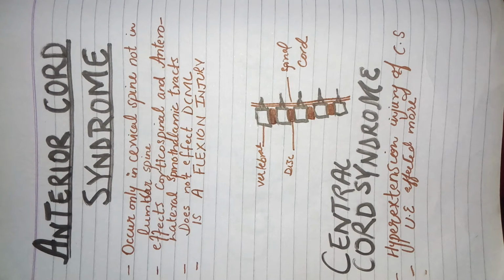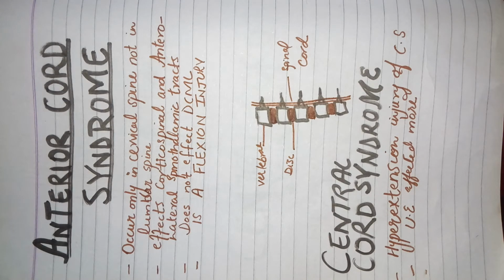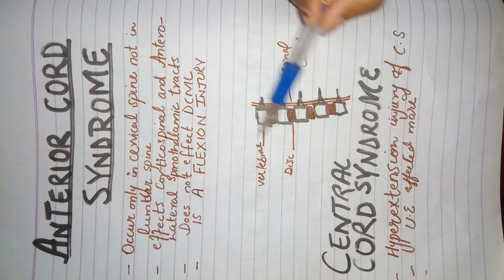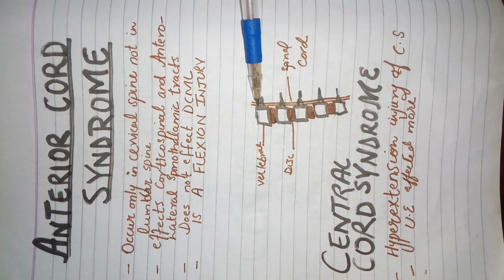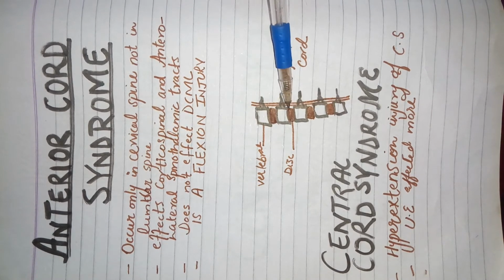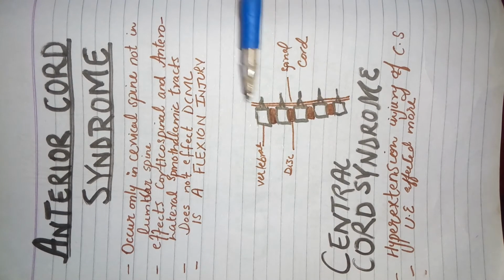Now let's discuss in a bit more detail how a sudden flexion of the cervical spine affects the anterior part of the spinal cord. Here I've made a random figure. As you can see, these are the vertebrae. Between the vertebrae are the discs.